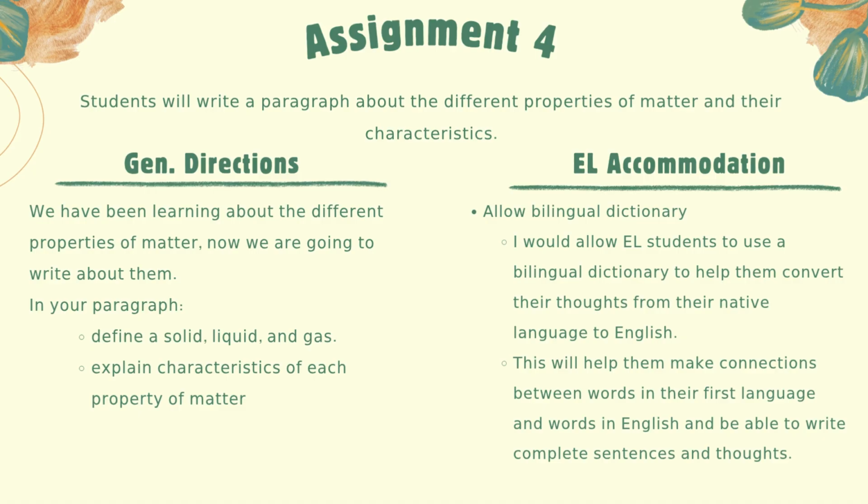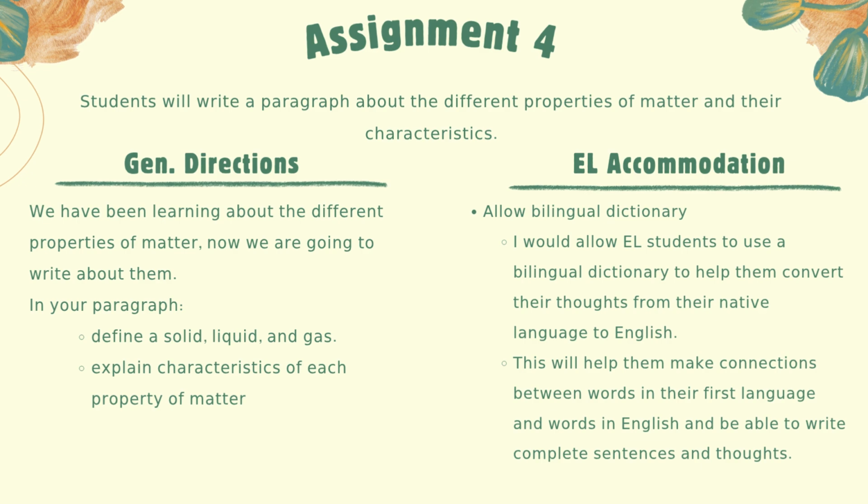Then assignment number 4, students will write a paragraph about the different properties of matter and their characteristics. So the general directions I would give to the whole class: we've been learning about the different properties of matter. Now we're going to write about them. In your paragraph, I want you to define a solid, a liquid, and a gas. I also want you to explain characteristics of each property. So what makes them different, what makes them similar.